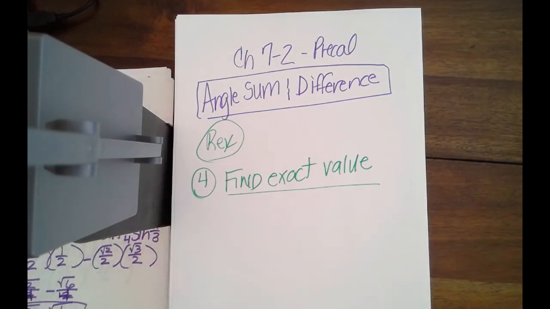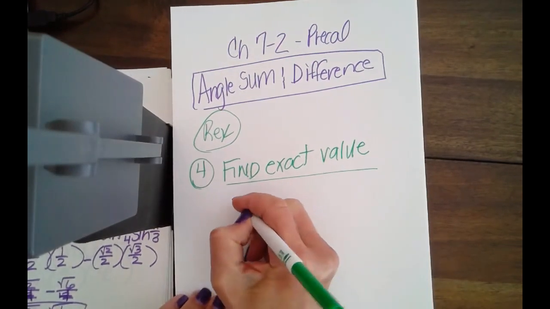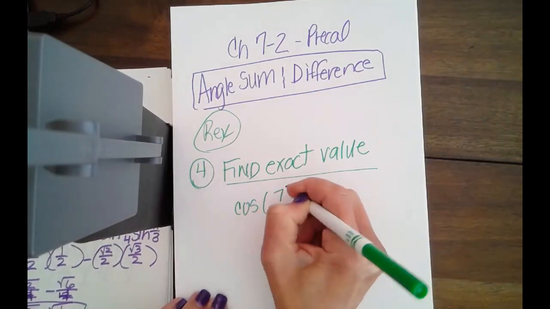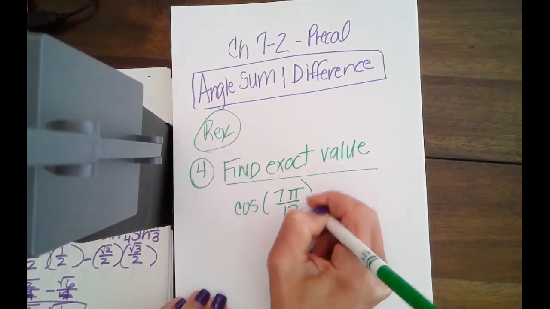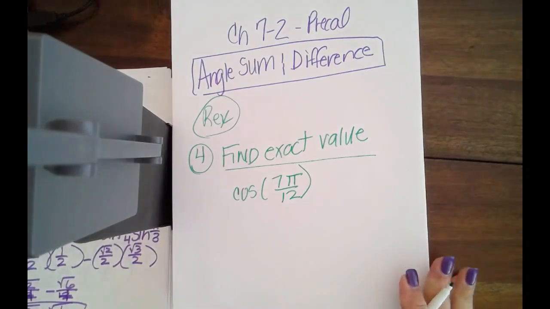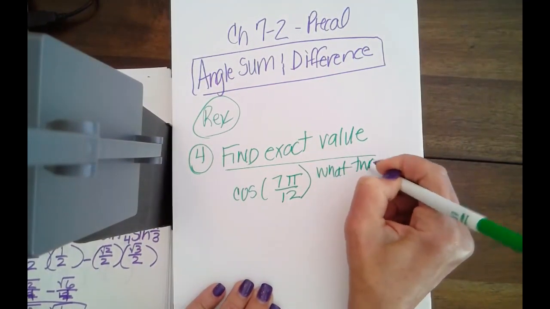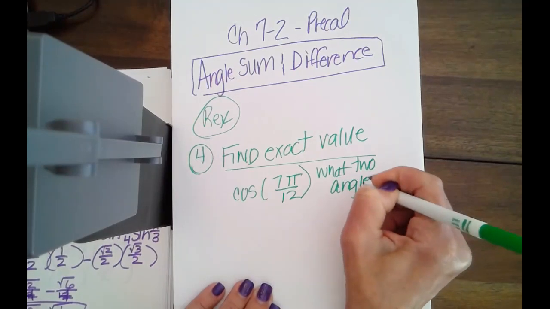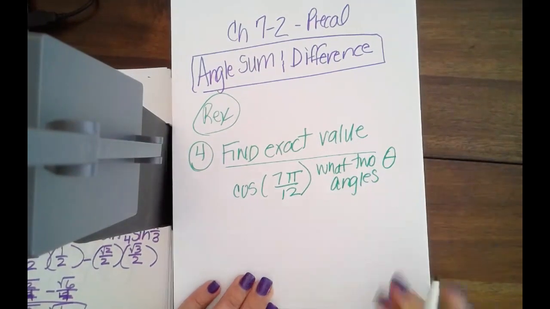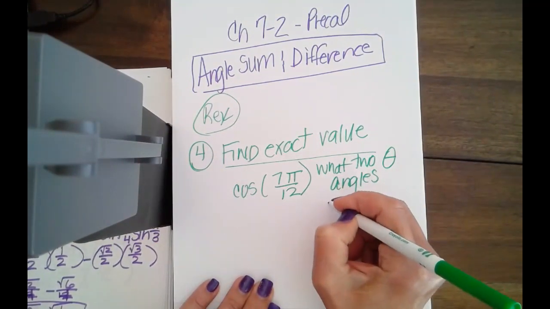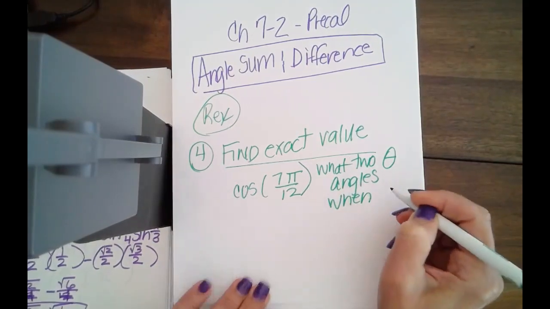All right, find the exact value. Cosine of 7 pi over 12. Okay, so you say to yourself, what 2 angles, and I could say what 2 theta angles, when you can do subtraction or addition, it doesn't matter, okay?